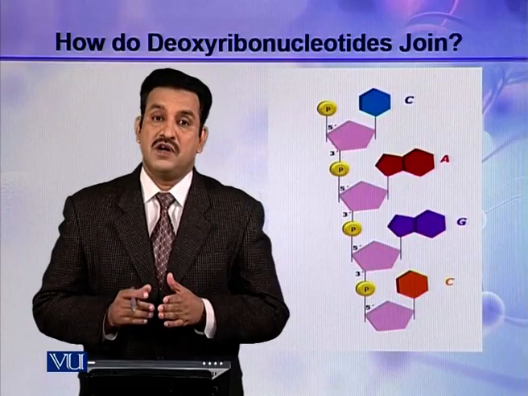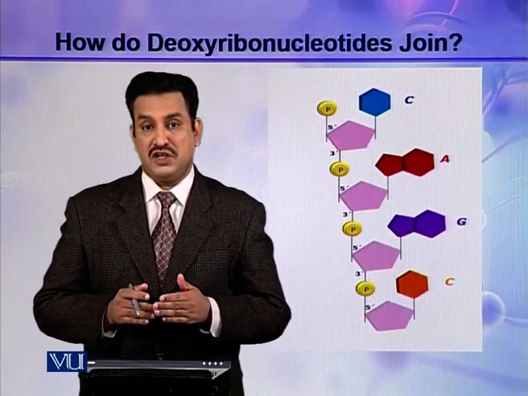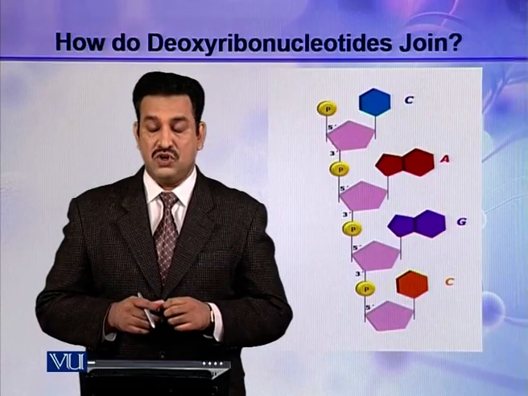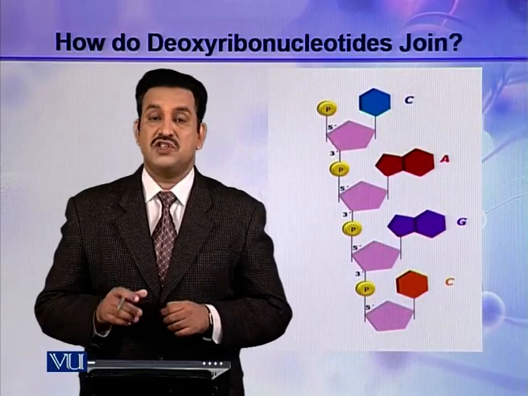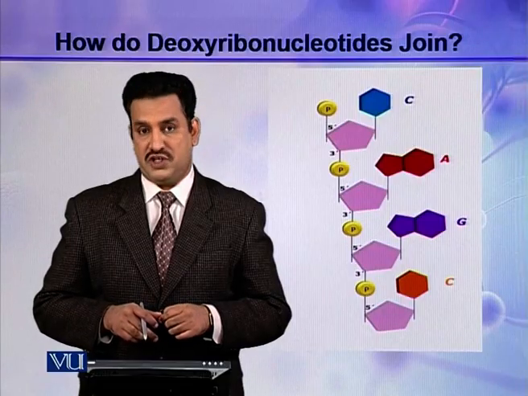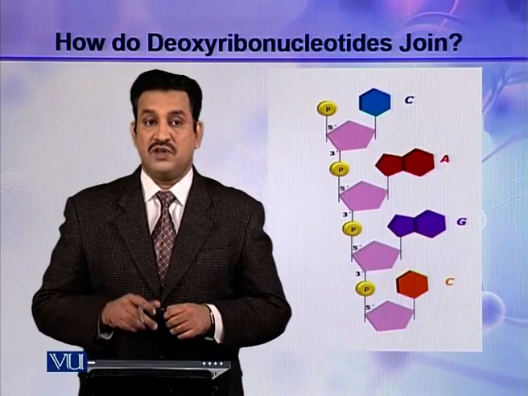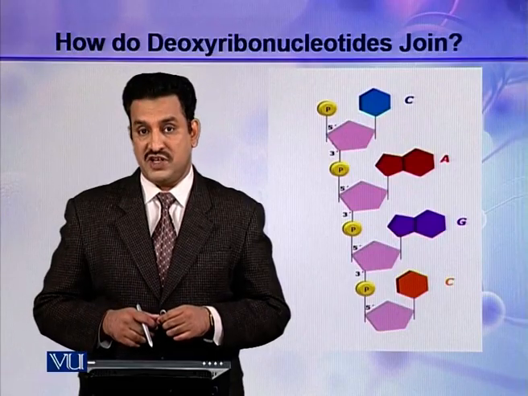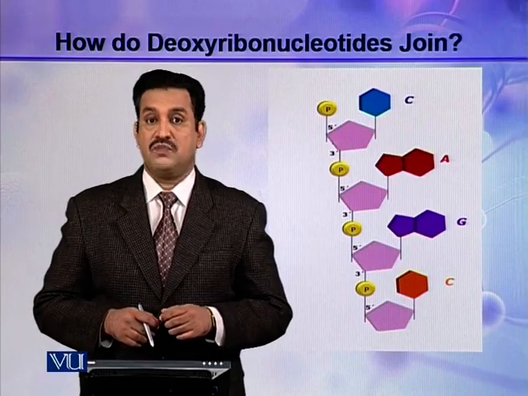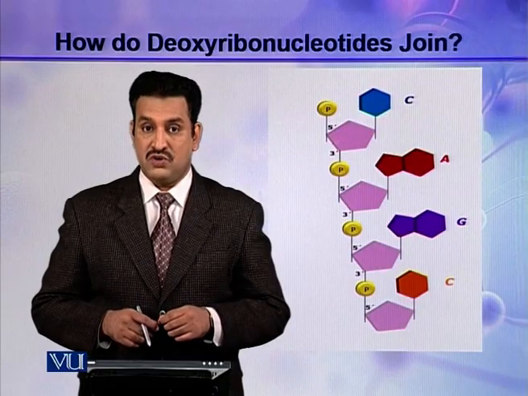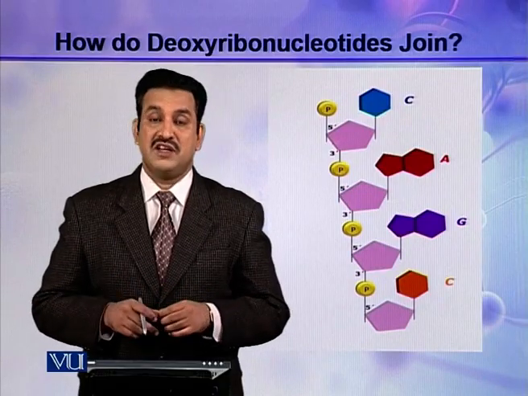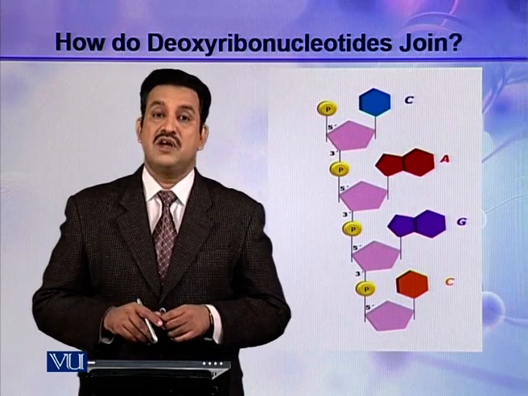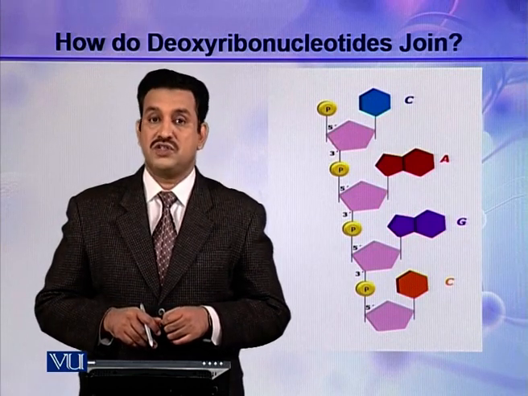If a chain contains 50 or fewer deoxyribonucleotides, it is called an oligonucleotide chain. And if this chain contains more than 50 deoxyribonucleotides, it is called a polynucleotide chain. As you know, DNA is a polynucleotide chain. So in this way, a polynucleotide chain is formed.